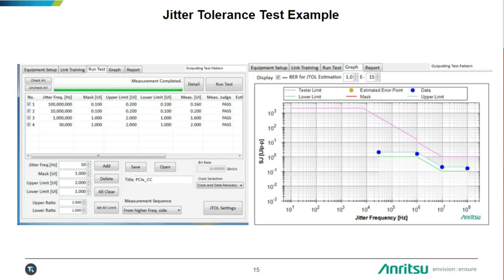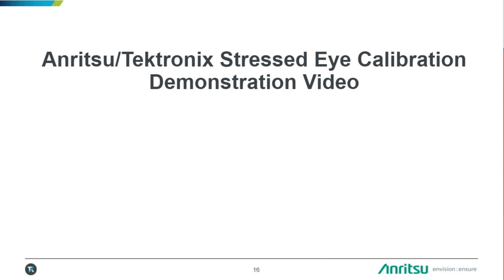So DUT has 100% margin of all 4 different SJ frequencies. Okay, so this is my last slide. So let's move to the demonstration video.